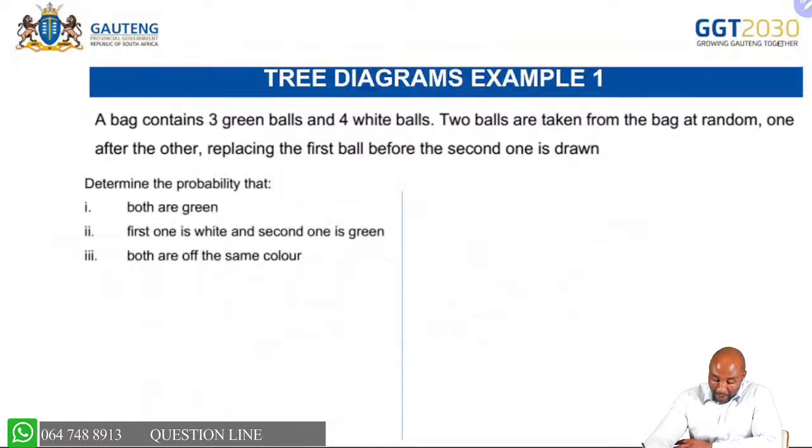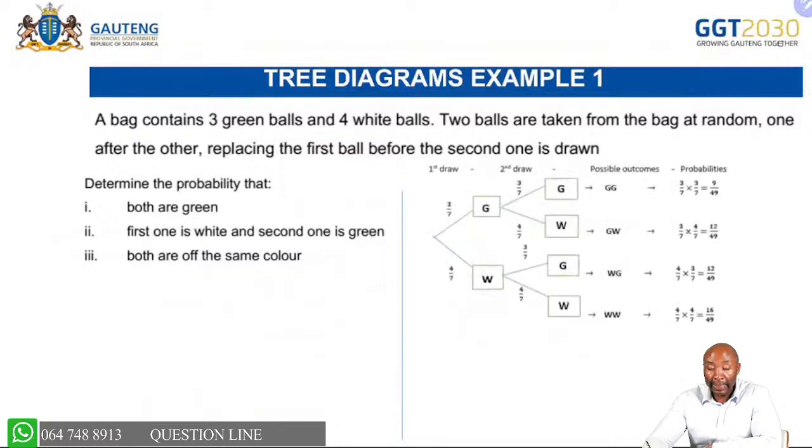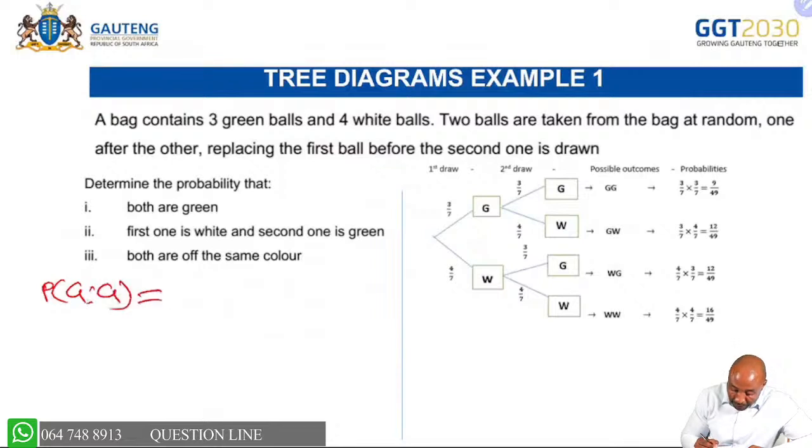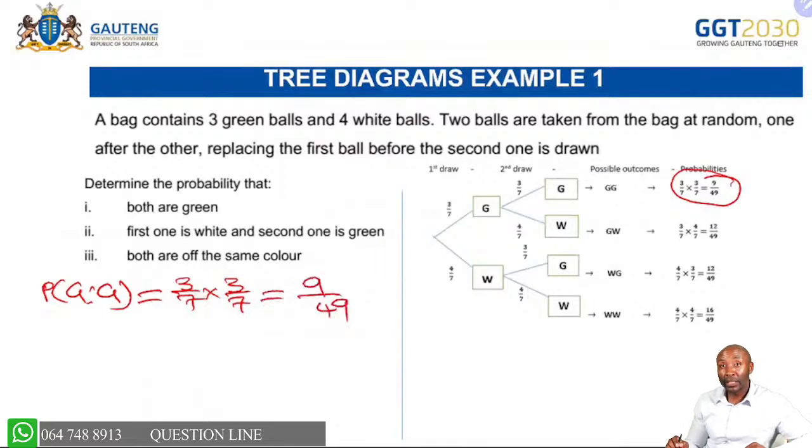Now, our question is, what is the probability that both are green? So, if both are green, we are looking at the probability that we have green and green. And from our diagram, our answer is there on our probabilities. We will take that one because these are independent events. It's 3 over 7 times 3 over 7, giving us 9 over 49. We are taking it from the tree diagram.